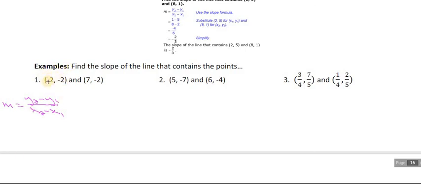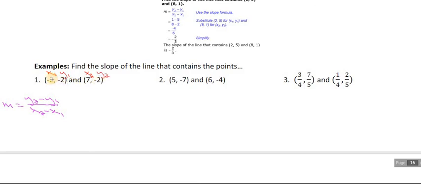So negative 2 is my first ordered pair. So this first negative 2 is the x-coordinate of my first ordered pair. So we're going to call that x sub 1. And the second negative 2 here is the y-coordinate of my first ordered pair. So that's going to be called y sub 1. Then my second ordered pair, the 7 is the x-coordinate of my second ordered pair, so x sub 2, and the negative 2 is the y-coordinate of my second ordered pair, so y sub 2.